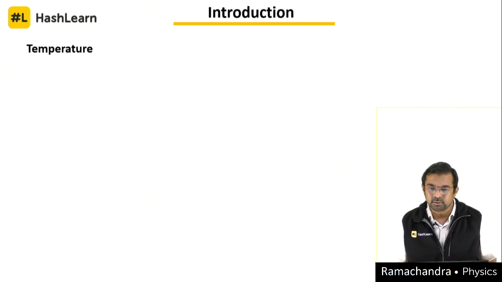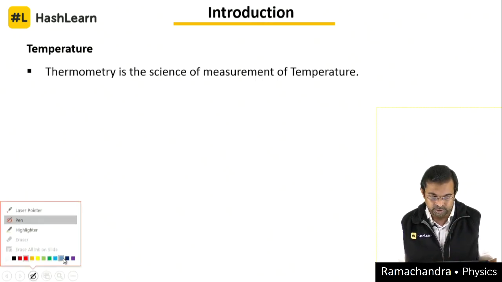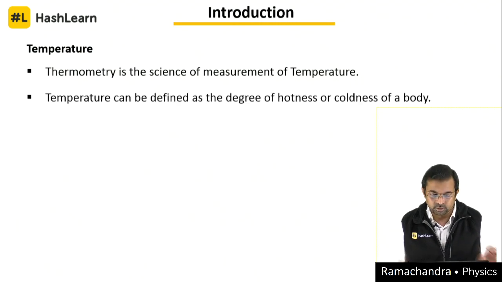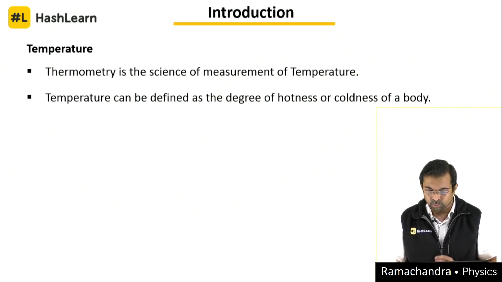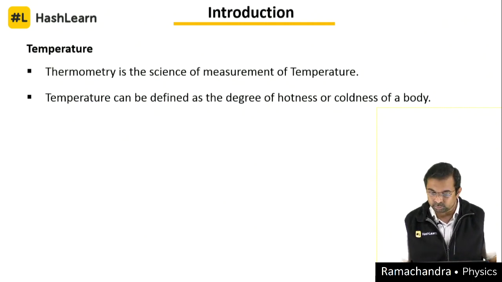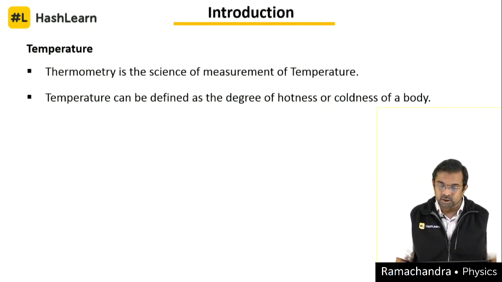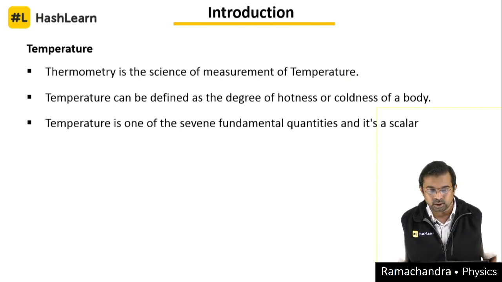first let us start with the temperature part. All of us know that temperature is a measure of, it's a science of measurement. Temperature is defined as the degree of hotness or coldness of a body. Sometimes this degree of hotness or coldness of a body does mislead us. So we need to have a proper way of measuring the degree of hotness. Temperature is one of the 7 fundamental quantities, and it's a scalar quantity as you know.